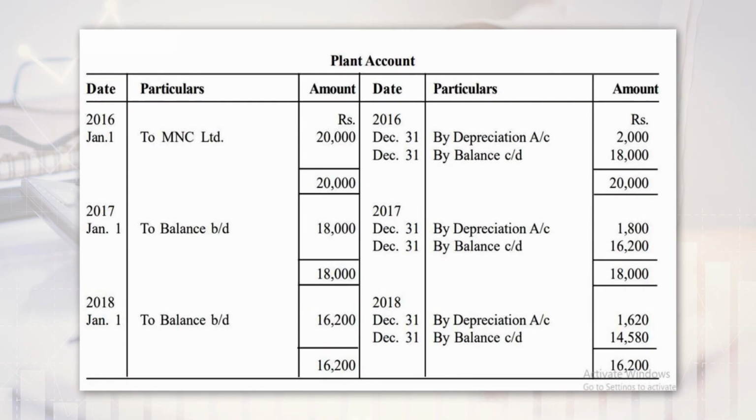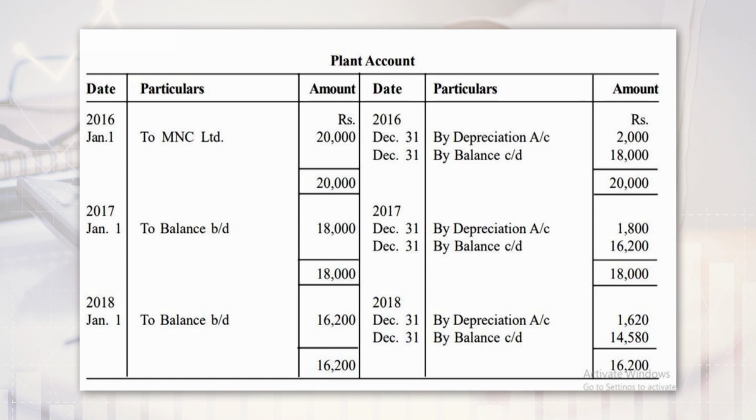Now the plant account. In the books of the buyer, the plant account will be made. The entry was plant account debit to hire vendor, MMC 20,000. We will charge the depreciation. Depreciation is charged at the rate of 10%, 2,000. By balance carried down 18,000, total 20,000. This 18,000 will be brought forward in the beginning of the second year. Again depreciation 10% of 18,000, 1,800. By balance carried down 16,200.